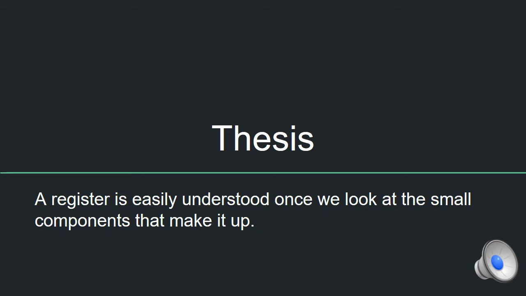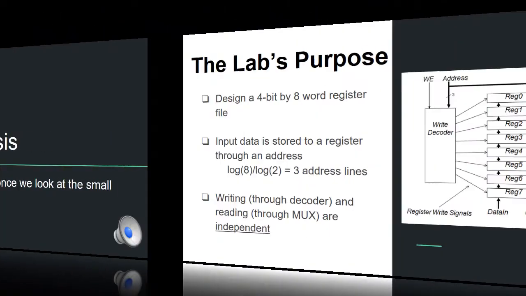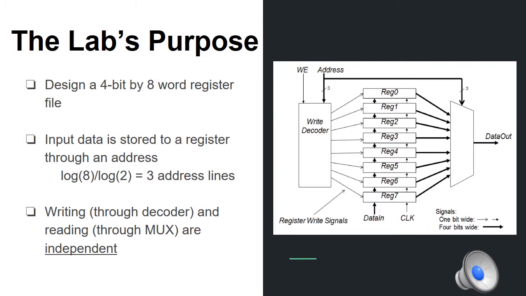Our thesis is that a register is easily understood once we look at the small components that make it up. So the main point of Lab 6 is working with registers. We take data from the decoder and save it in our register. Then we read it to our mux, which outputs the data. These are two independent events, which means that you don't have to read from the register that you write to.